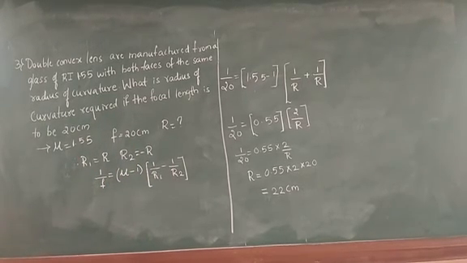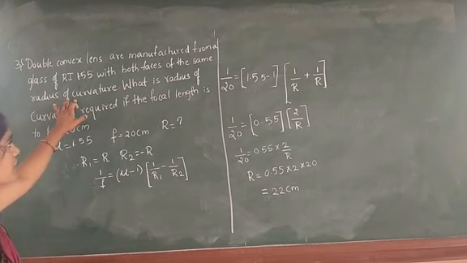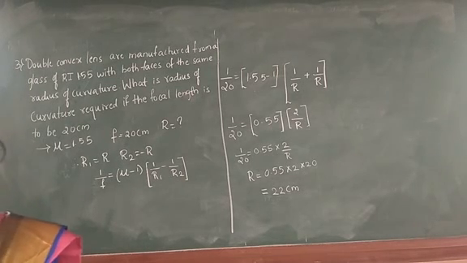Here we have to find the radius of the curvature, and we are getting R as 22 centimeter. The radius of the curvature we have to take for the double convex lens. For that purpose we are taking it as capital R.